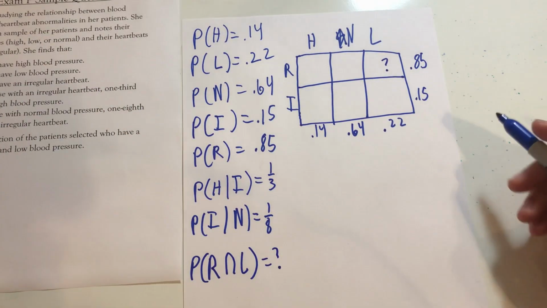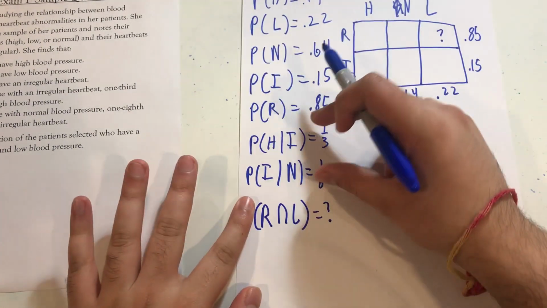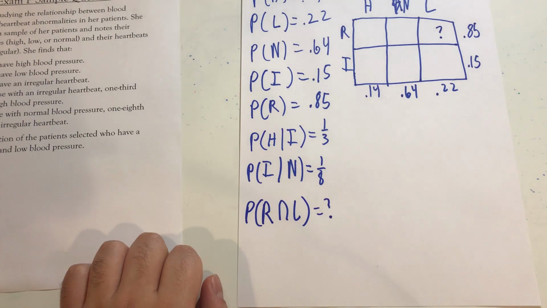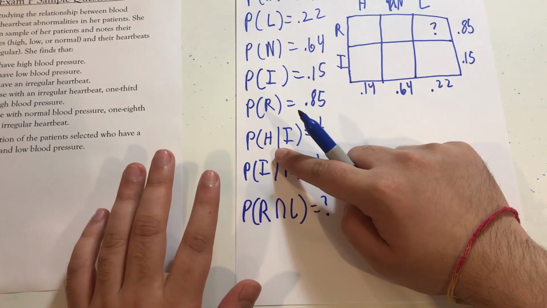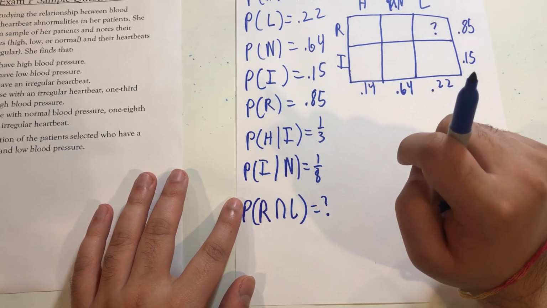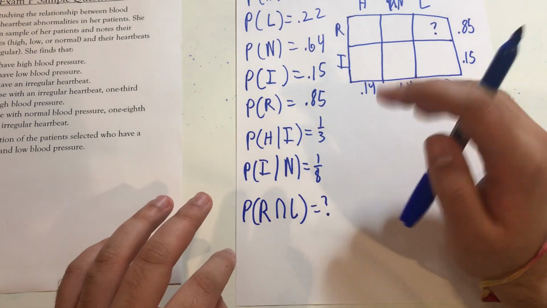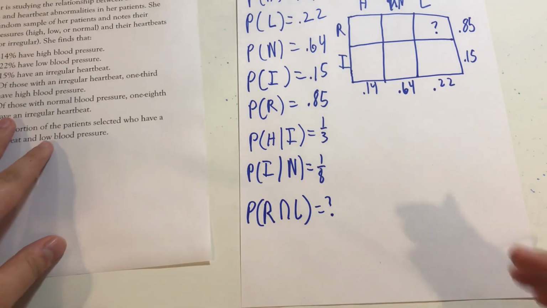Now, how do we go about figuring that out? We need to fill in the information that we have based off of these two conditional probabilities. So we're given a relationship between high blood pressure given that somebody has an irregular heartbeat. How can we then get the intersection? Well, you should be very familiar with the formula for conditional probability, right?